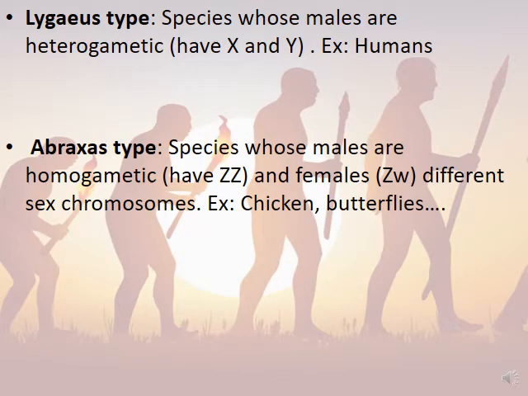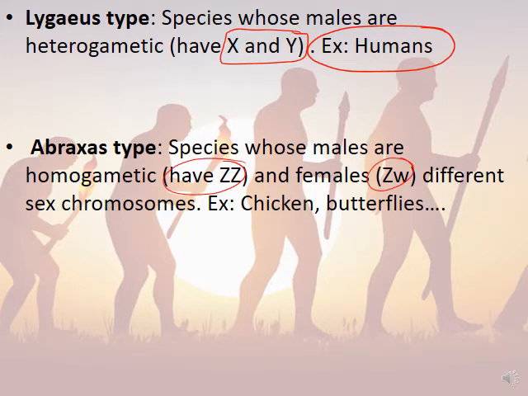Plagueis type is a species whose males are heterogametic. Males are heterogametic. Example about this, humans. We have males, they are heterogametic, having X and Y. Whereas Apraxis type is a species whose males are homogametic. What is the meaning of this? Species whose males are homogametic, having for example ZZ, and females having ZW, different sex chromosomes, like chicken and butterfly. So males are homogametic, and the females are heterogametic, having ZW. Example about this, the chicken and the butterfly. So that is about the Apraxis type.